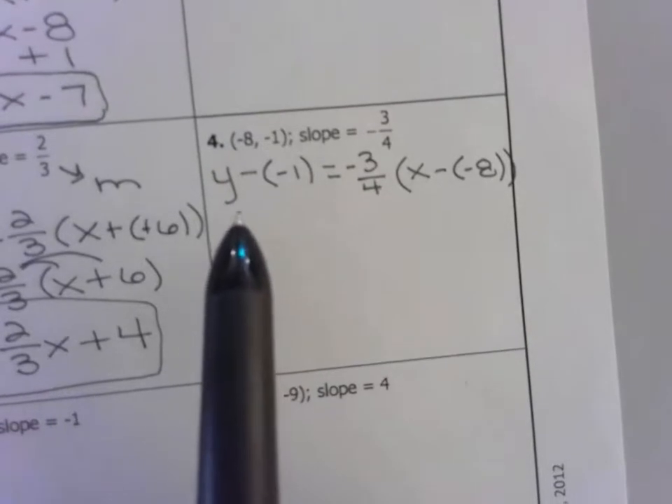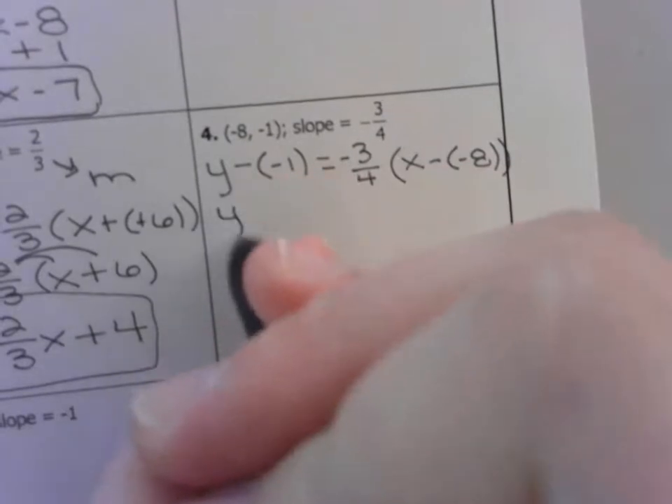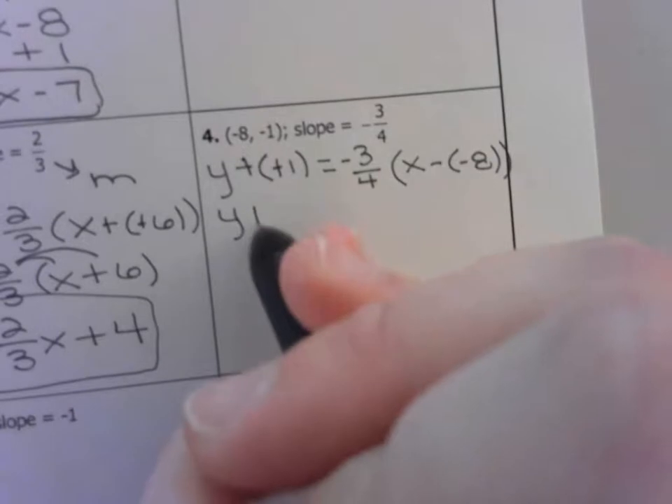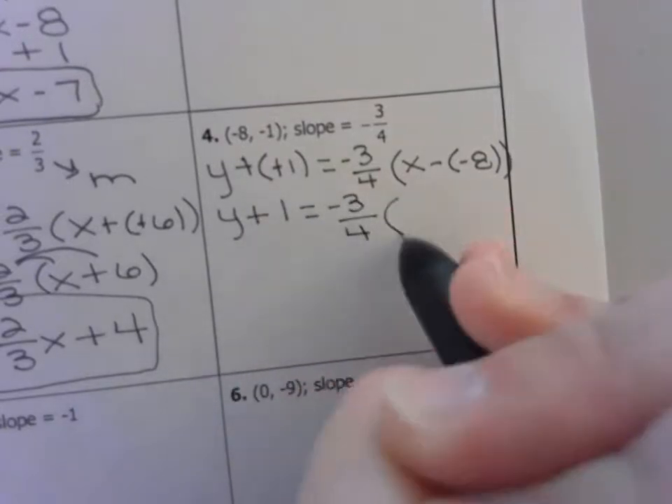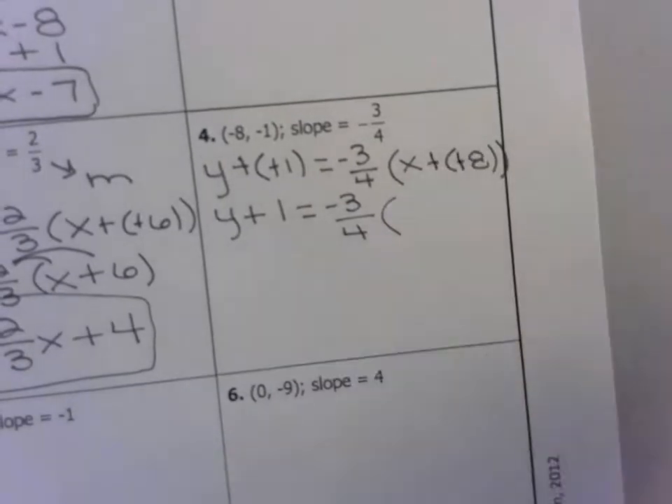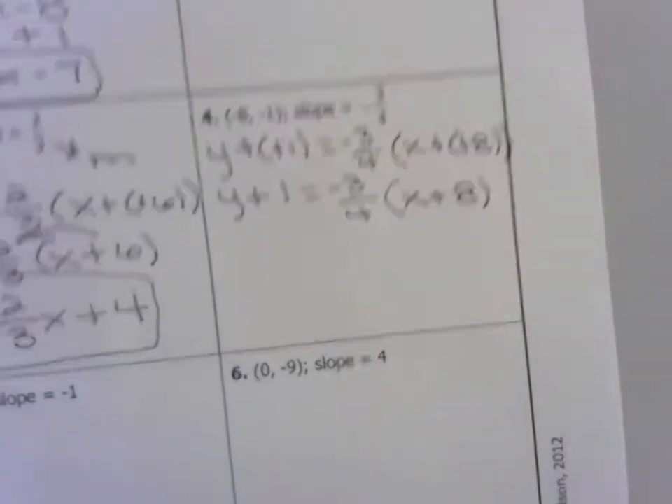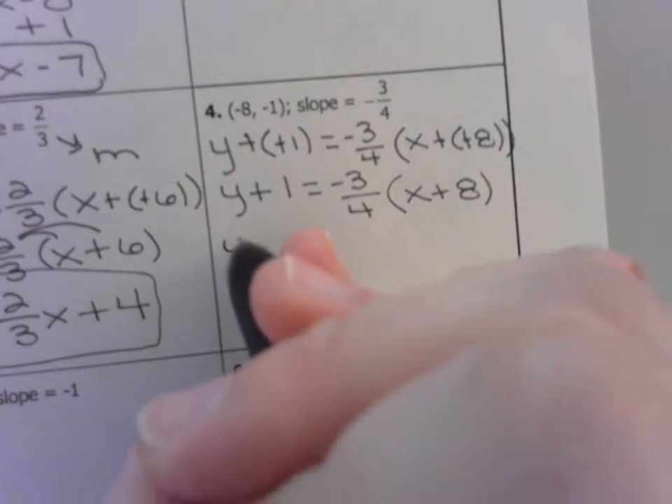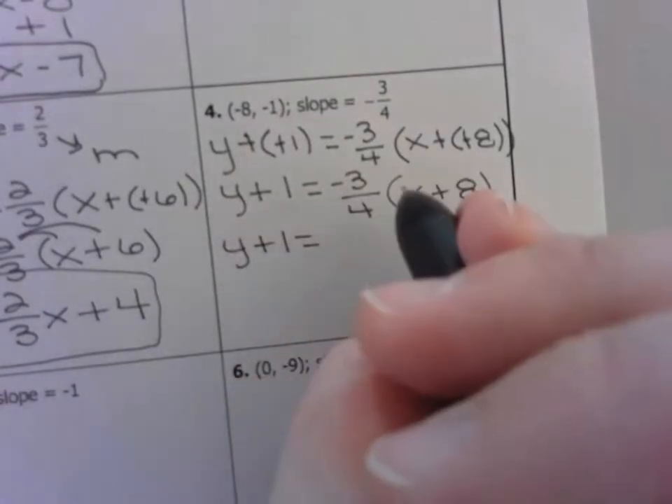Okay. Let's start from the left. Y minus -1 becomes what? Y plus 1. Y plus 1 equals -3/4 times x plus 8. X minus a -8 becomes x plus 8. Well, we're not going to subtract until I distribute. So I have y plus 1. Let's distribute first. -3/4 times x.